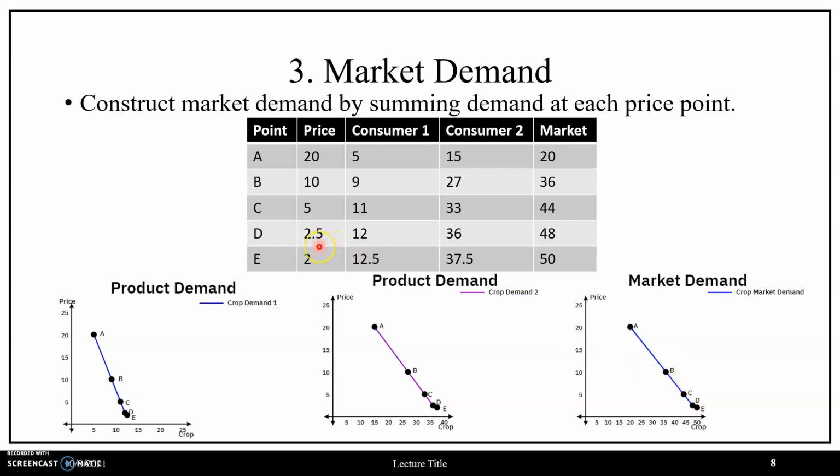Moving on to point D, at a price point of 2.5, consumer 1 has a quantity demanded of 12, while consumer 2 has a quantity demanded of 36. Summing across this, we arrive at the value of 48. And lastly, for point E, at a price point of 2, consumer 1's quantity demanded is 12.5, while consumer 2 is 37.5. Summing across this, we get a value of 50. In this way, given product demand for individual consumers, we can then construct a market demand curve, as we just did.